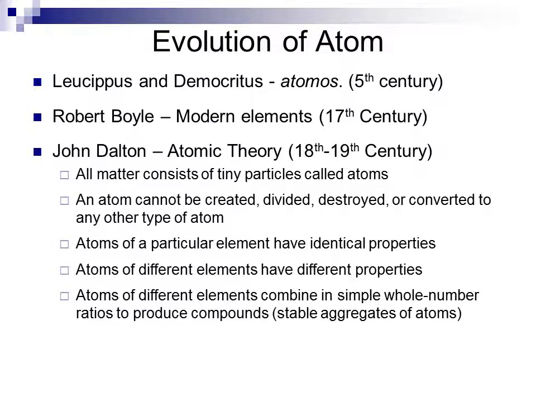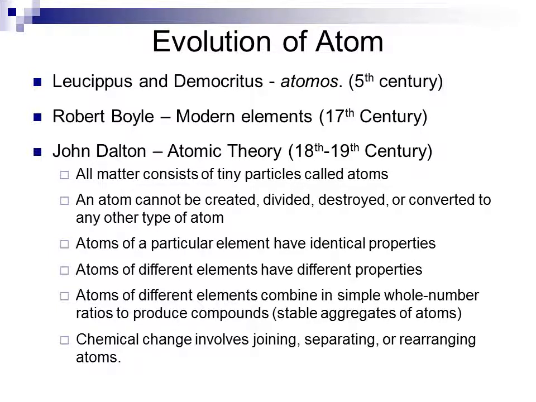Atoms of different elements will combine in simple whole number ratios to produce compounds. And chemical changes involve joining, separating, or rearranging atoms. Now, of these 6 points, 2 of them are not always true, as we now know. An atom can be created, divided, or destroyed, or converted, and we do this through nuclear chemistry.